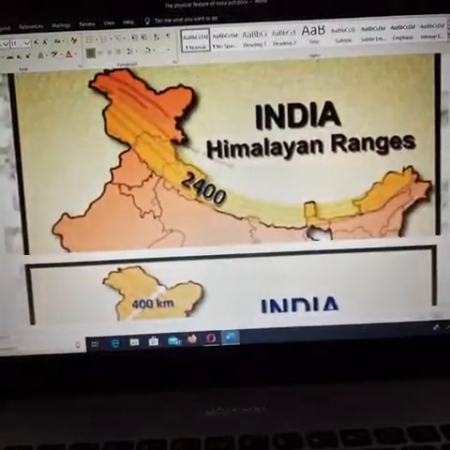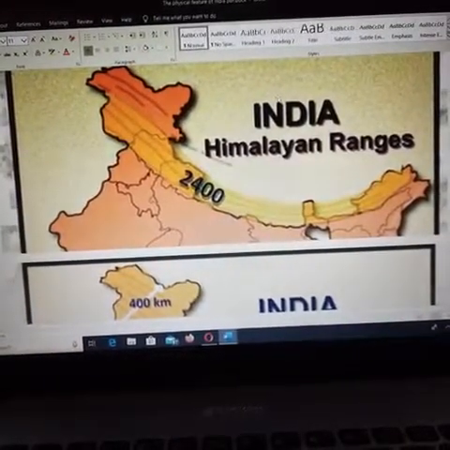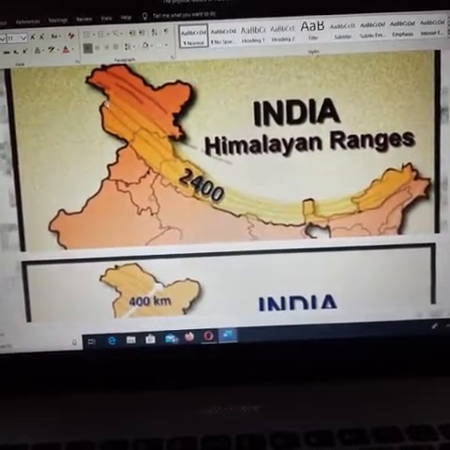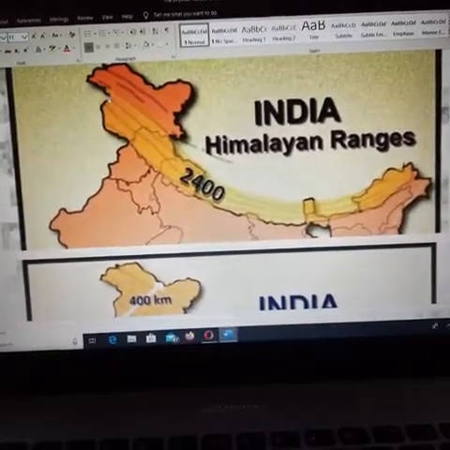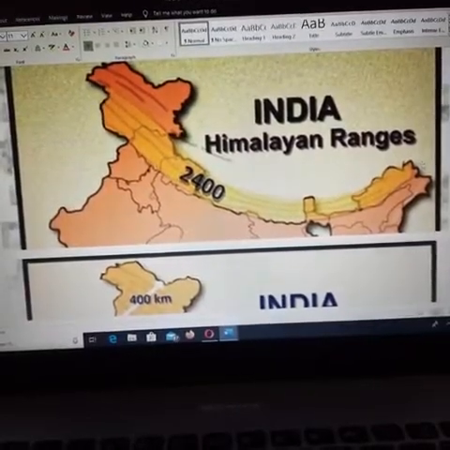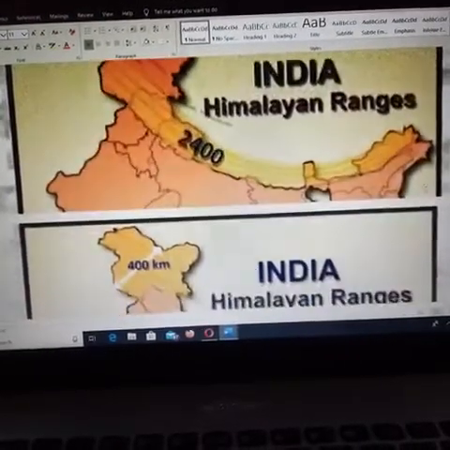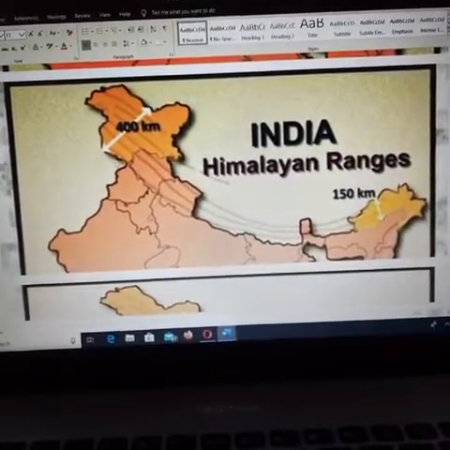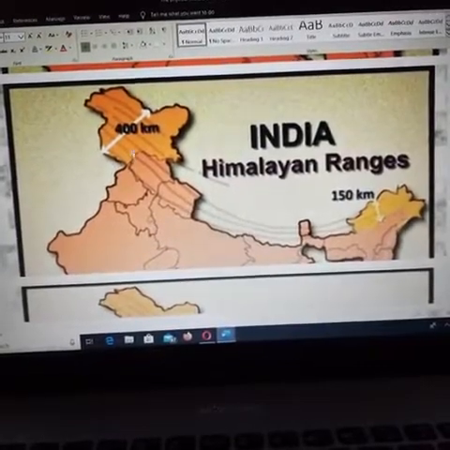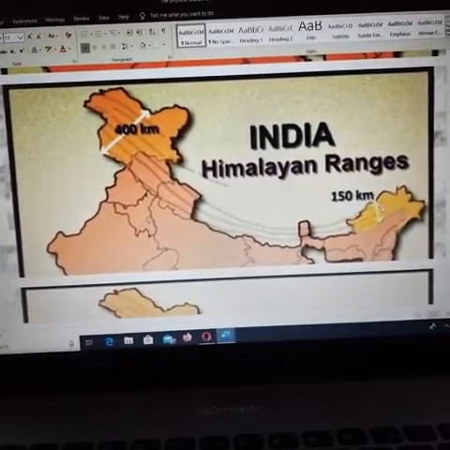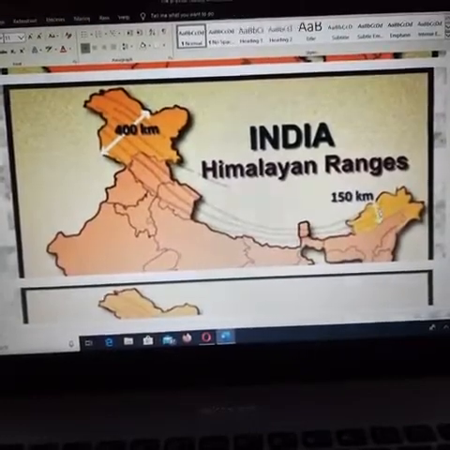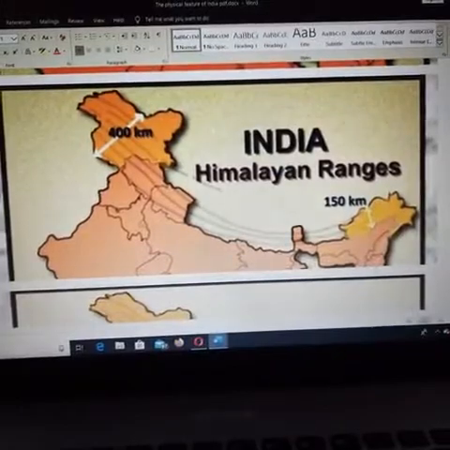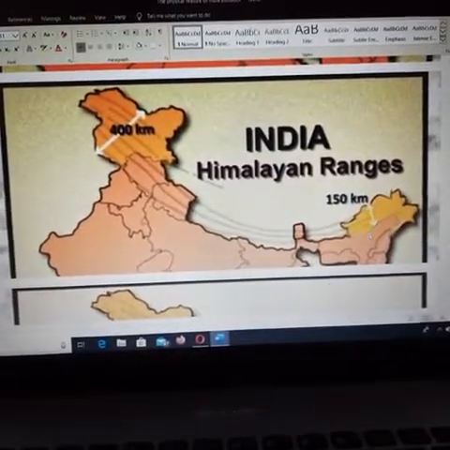What is the length of these Himalayas, the distance in kilometers? The distance of the Himalayas is 2400 kilometers, from here to here. And when we go for the width, if you see in Kashmir, it is 400 kilometers wide, and in Arunachal Pradesh, it is 150 kilometers wide.